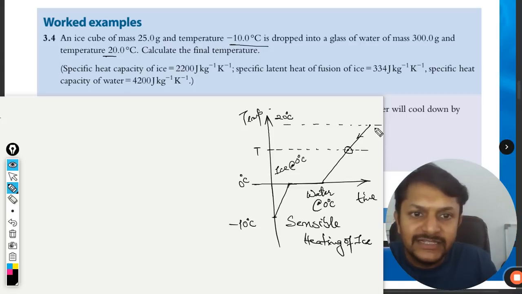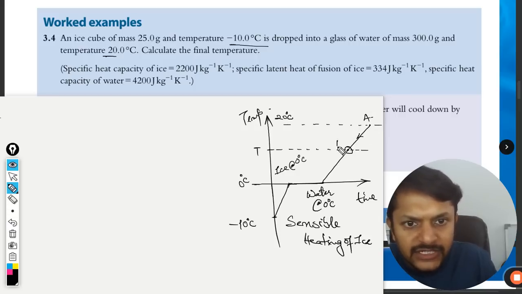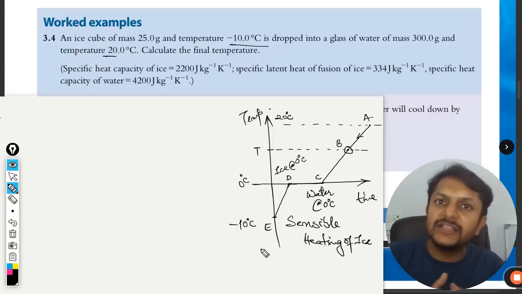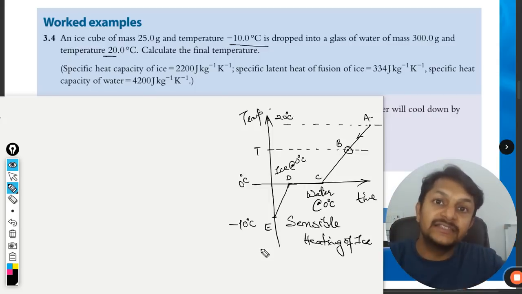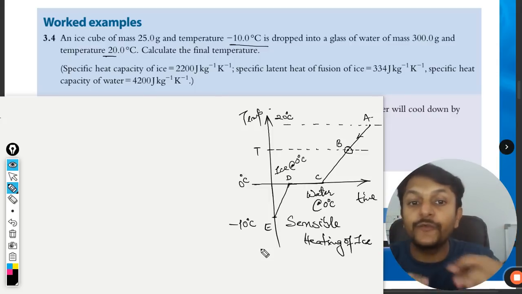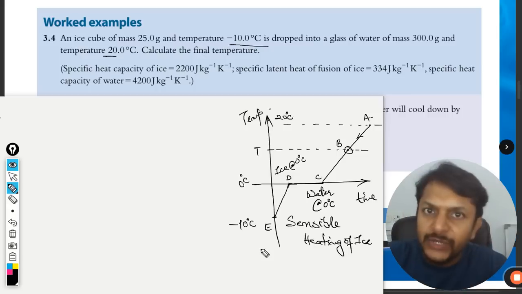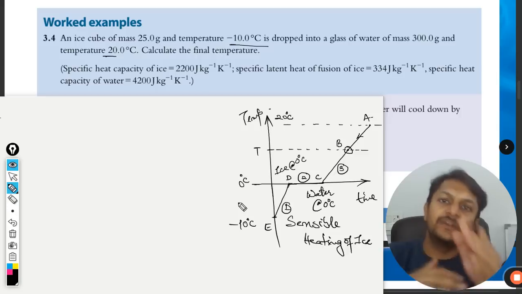So now we can clearly see that from this point to this point, let me call this point as A and this point as B, C, D, and E, let's say. So it means the heat lost by the water in the glass from A to B is the heat gained by ice in moving from E to D, then D to C, then C to B. So there are three different occasions when this heat is absorbed in three different manners.